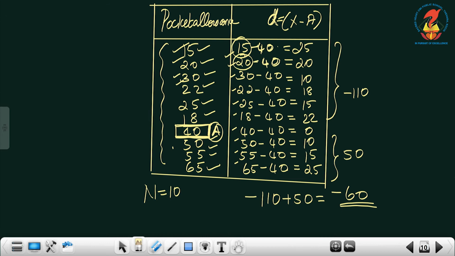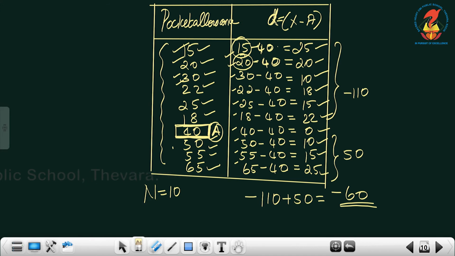After deviating, you will get the values: 15 minus 40, minus 25; 20 minus 40, minus 20; 30 minus 40, minus 10; 22 minus 40, minus 18; 25 minus 40, minus 15; 18 minus 40, minus 22; 40 minus 40, 0; 50 minus 40, 10; 55 minus 40, 15; and 65 minus 40, 25.